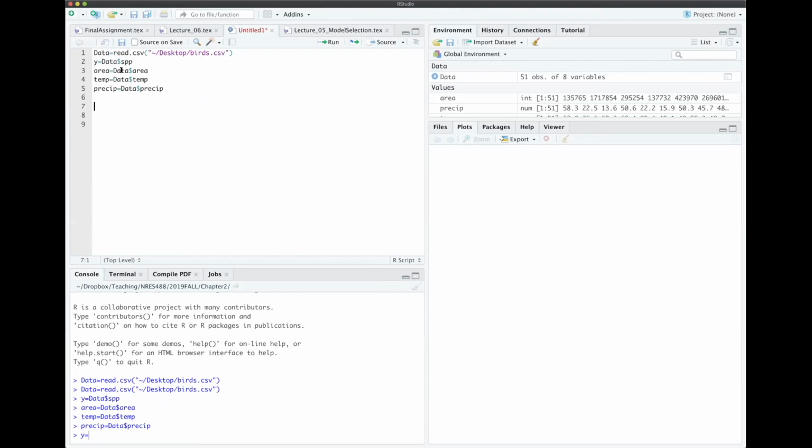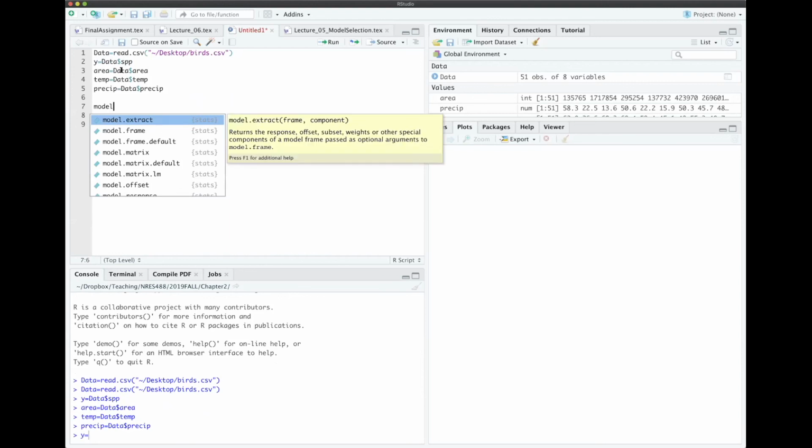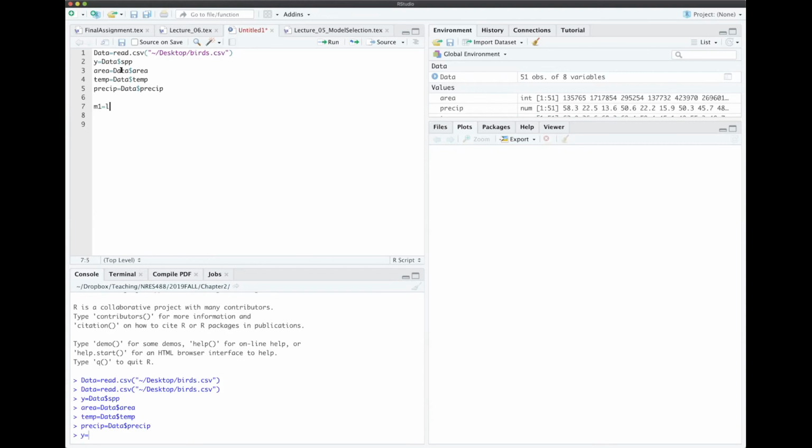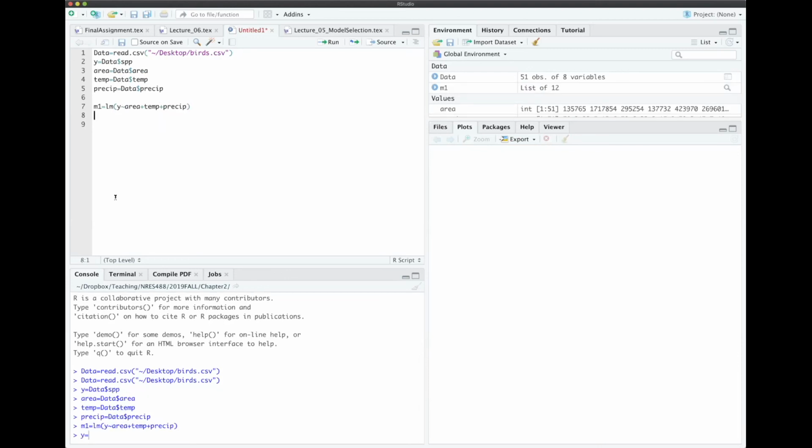Okay, let's do model selection. So we have, let's just say M1. We'll start with the most complex model: Y tilde area plus temp plus precip. So there's our most complex model.